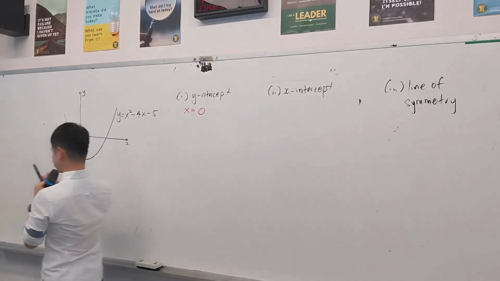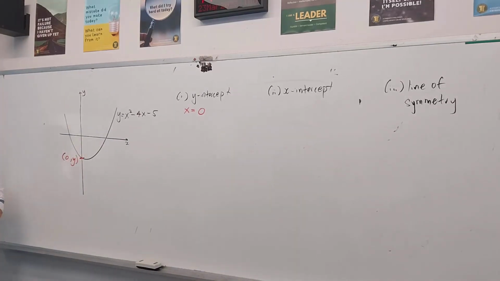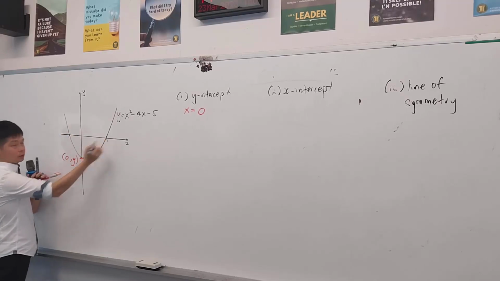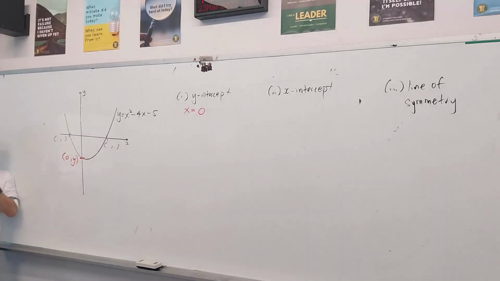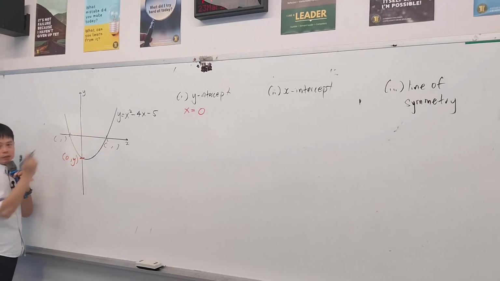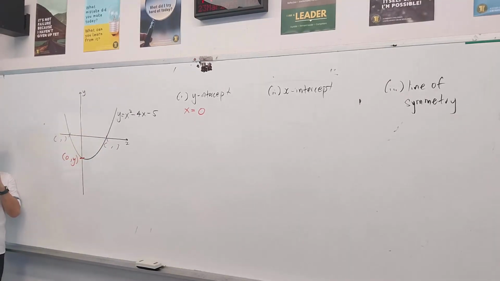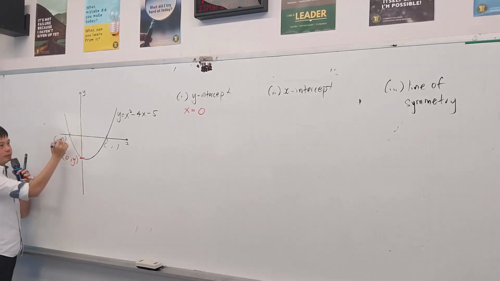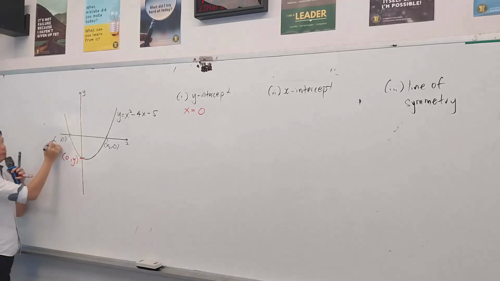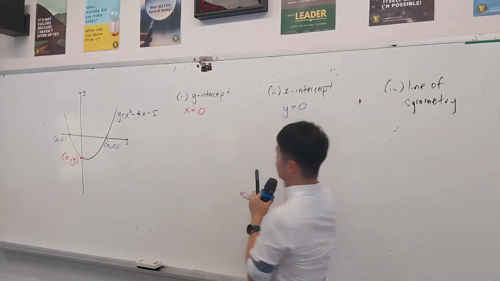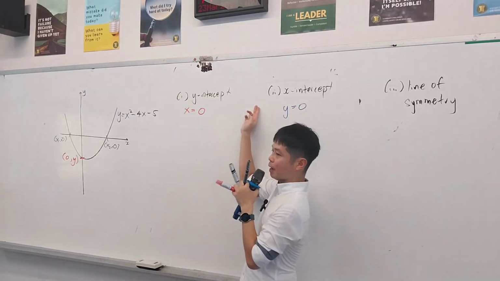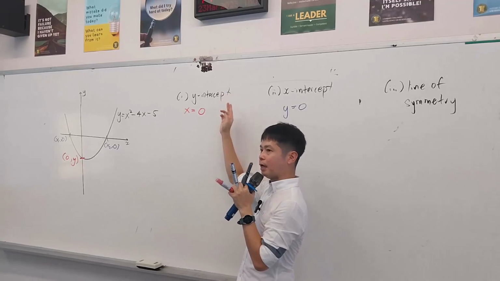Now, having this idea, how do you think I can find the x-intercepts? For the x-intercepts, these are the 2 points. One of the values I already know. Do you know which value I already know for any point on the x-axis? 0 again, right? The value of y will always be 0. I don't know which x value I'm going to get yet, but I know for sure that y equals 0. So in order to find the x-intercept, I let y be 0. In order to find the y-intercept, I let x be 0.